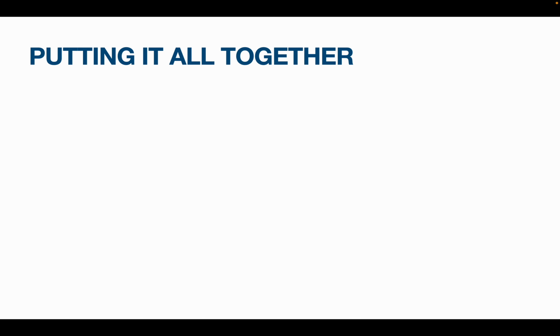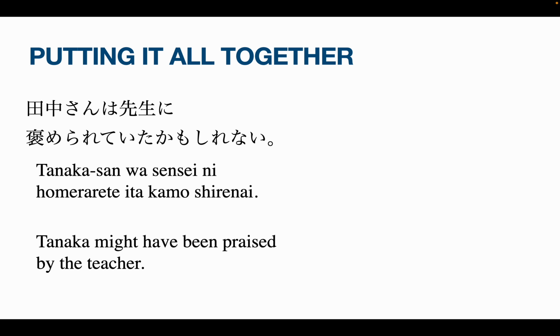Now, let's put these concepts together. All together now. Look at this sentence. 田中さんは先生に褒められていたかもしれない。Let's break it down. This means in English, Tanaka might have been praised by the teacher.